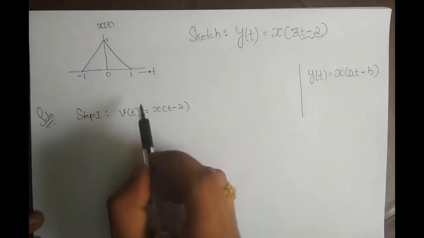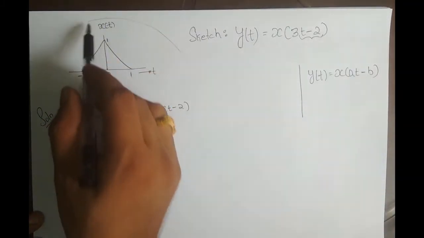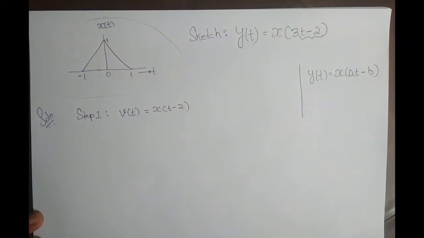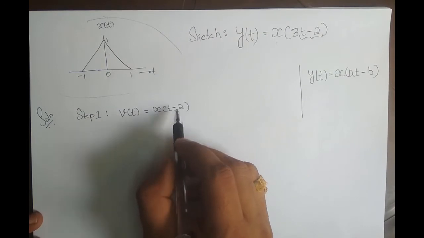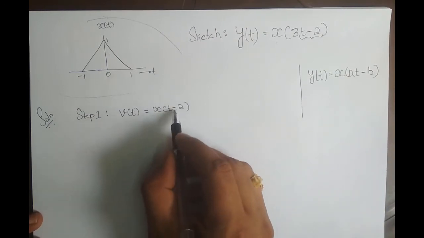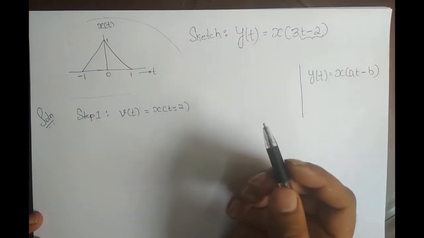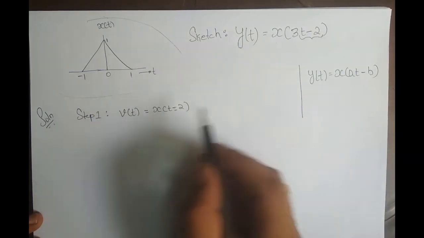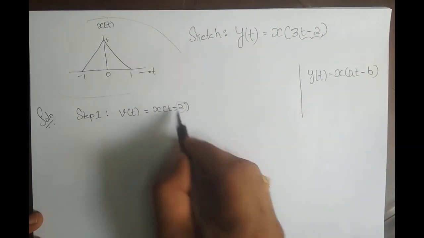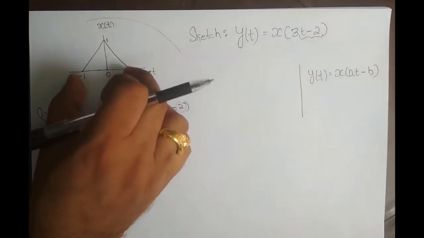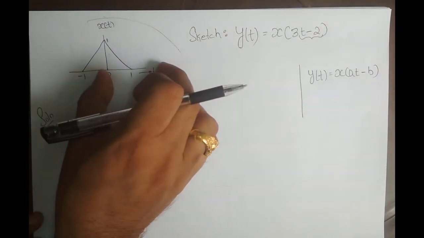Now if I know x of t, this is my x of t. How do I get x of t minus 2? If it is minus, what is this operation involved? It is the time shift operation. In a time shift operation, if you have minus, do I have to shift it right or left? If it is minus, you have to shift it right. How many times? 2 times. So this signal is shifted right 1 time, shifted right 2 times.